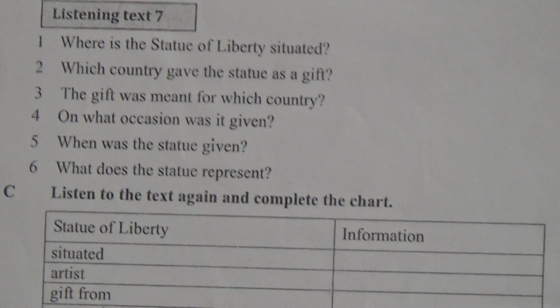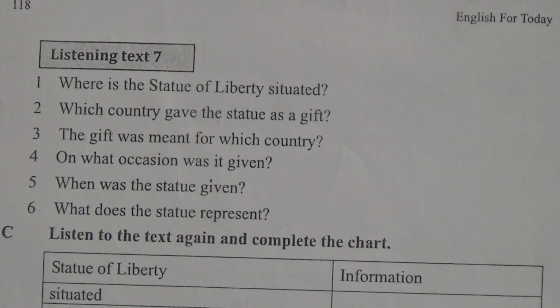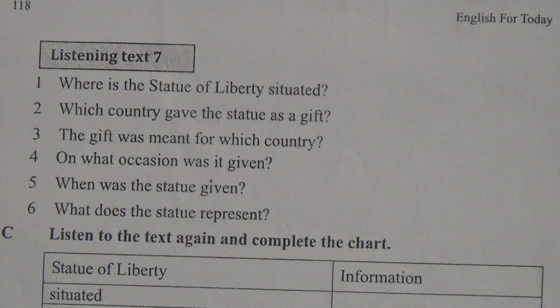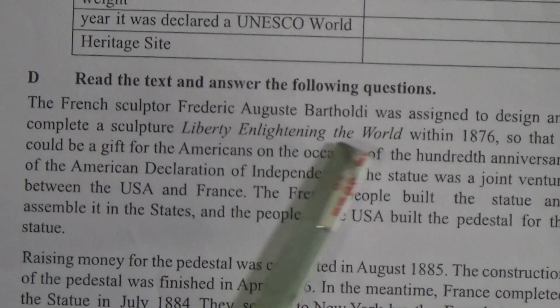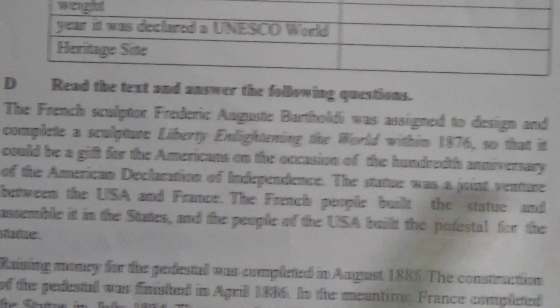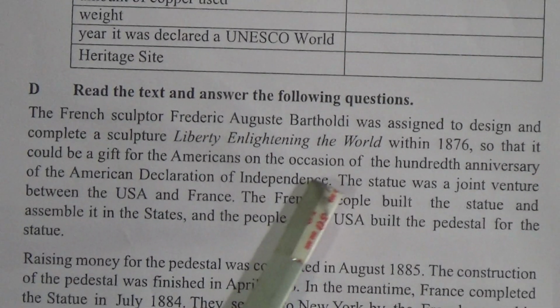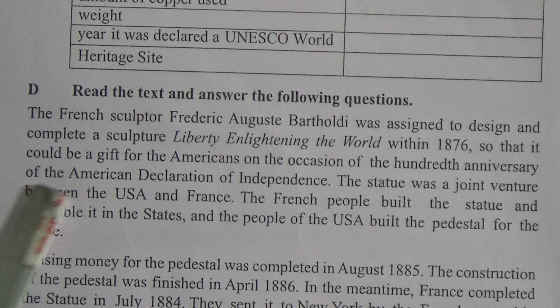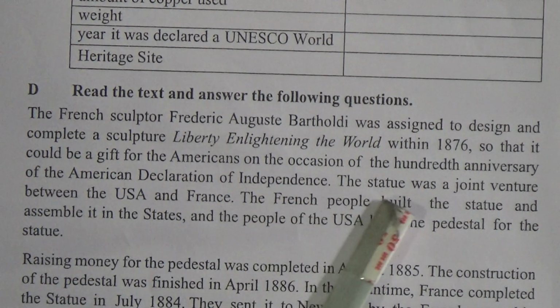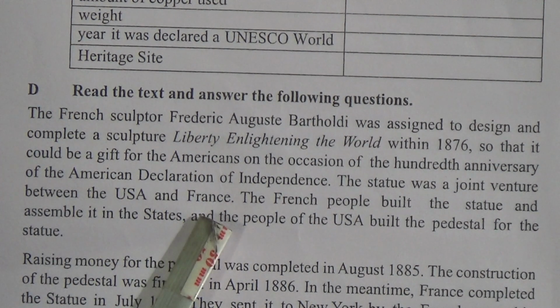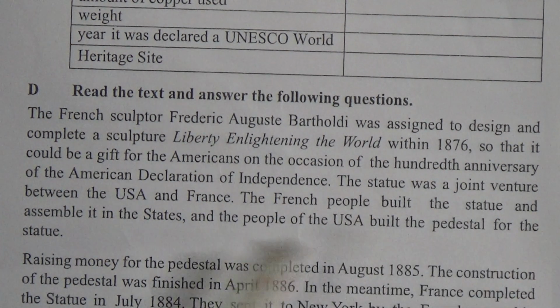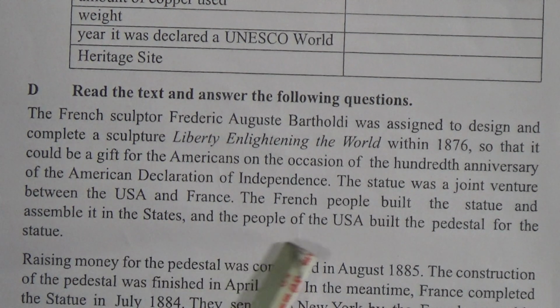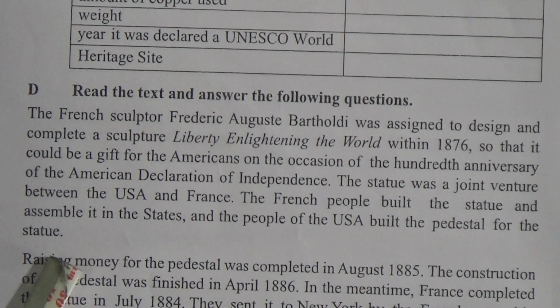Read the text and answer the following questions. The French sculptor Frederick Auguste Bartholdi was assigned to design and complete a sculpture, Liberty Enlightening the World, within 1876, so that it could be a gift for the Americans on the occasion of the 100th anniversary of the American Declaration of Independence. The statue was a joint venture between the USA and France. The French people built the statue and assembled it in the States, and the people of the USA built the pedestal for the statue. Pedestal means the platform where you can place the statue.